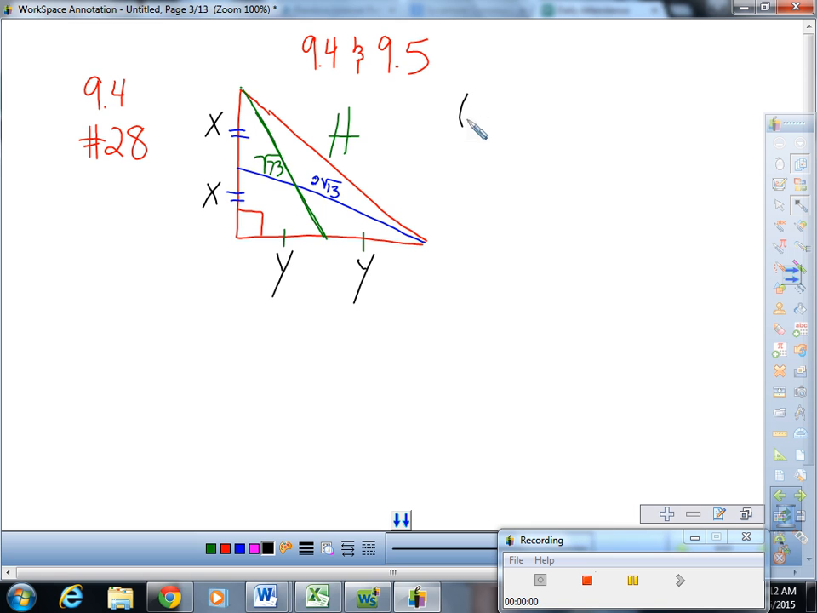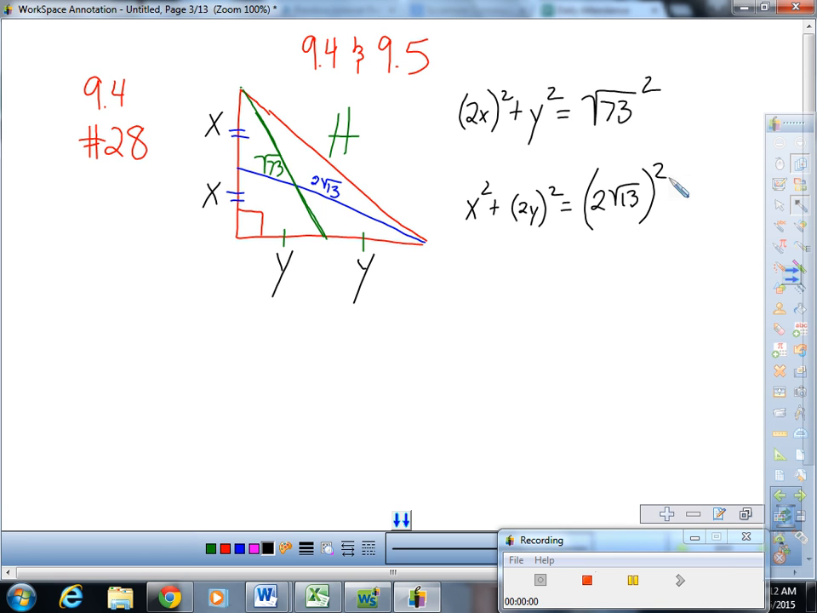So my first equation is going to be (2x) squared plus y squared is equal to, well, that triangle has the green hypotenuse, so radical 73 squared. Does everybody see where I got that from? Okay? And my second equation would be x squared plus (2y) squared is equal to what? (2 radical 13) squared. So now you can kind of see why we've been doing the warm-ups. We've struggled with this, so hopefully you've been paying close attention to your warm-up.